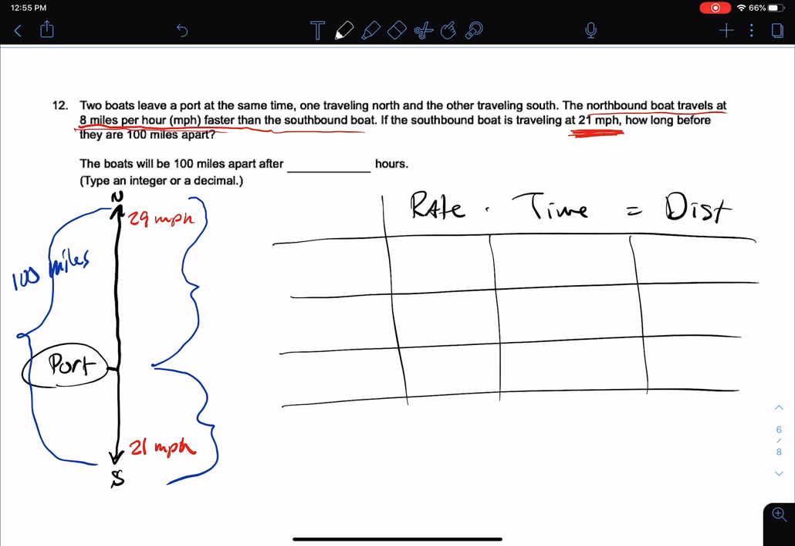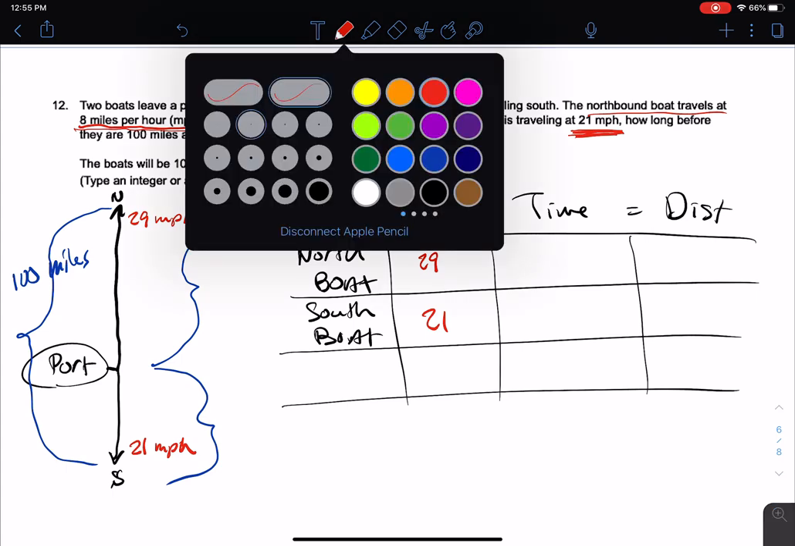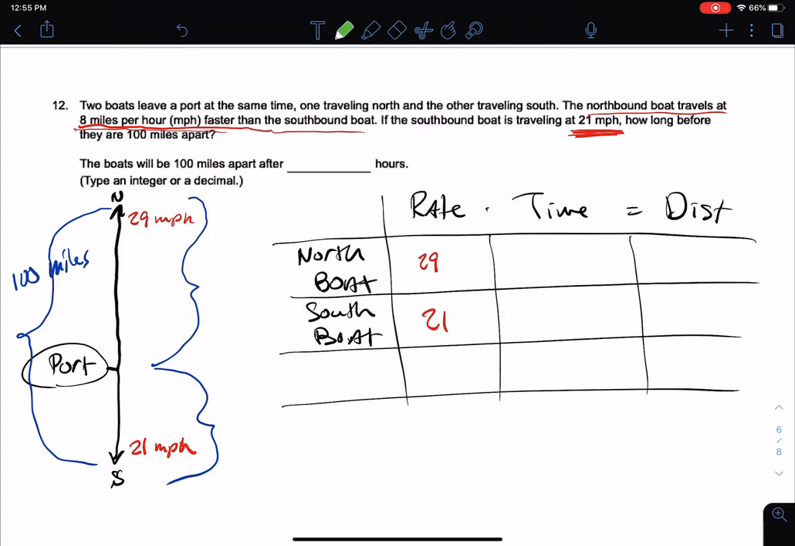Okay, we have the northbound boat. Got the southbound boat. Using my colors, northbound boat's speed is, look at my drawing, 29 miles per hour. Southbound speed, 21 miles per hour. Time is the question, so that is actually going to be our variable. And the question is, how long is it going to take? We don't know, but we do know the times are the same because they leave the port at the same time, and then we want to know when they're 100 miles apart. So the time is going to be the same.